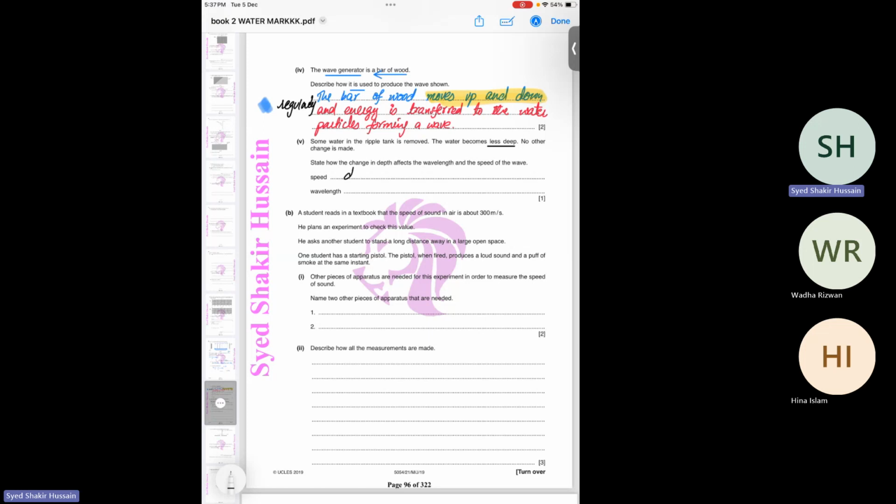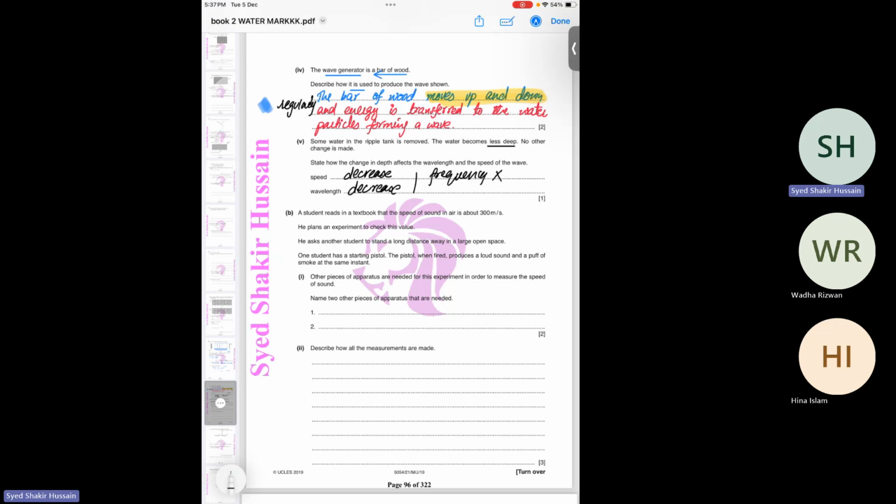The speed decreases. The wavelength decreases, right? So whenever water waves move from deep water to shallow water, the speed decreases, the wavelength decreases, while the frequency remains the same, right? Frequency is unchanged.